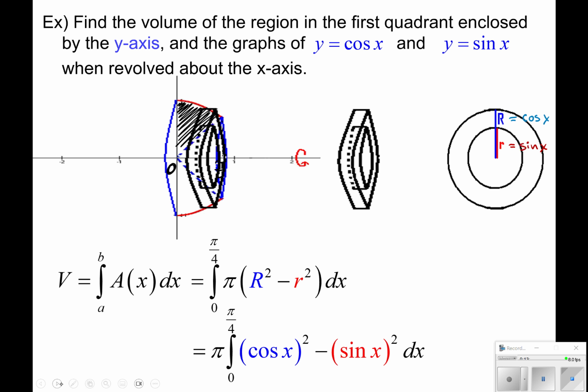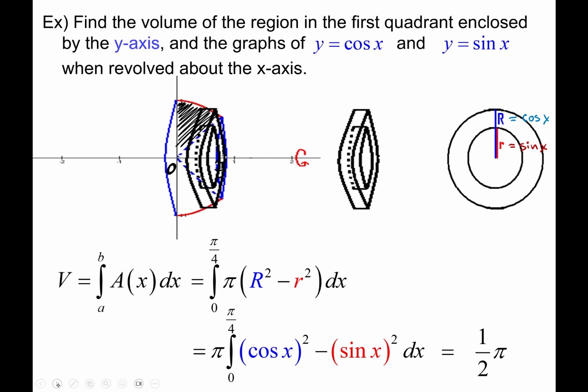So I will have, and then I'm going to move the pi to the outside because pi is a constant which can be moved. So in your calculator, you're going to type in pi times integral from 0 to pi over 4 of cosine x quantity squared minus sine x quantity squared. And in my notes, I'm going to have the answer of 1/2 pi, or pi divided by 2. Right? So now how would you put this in your calculator?